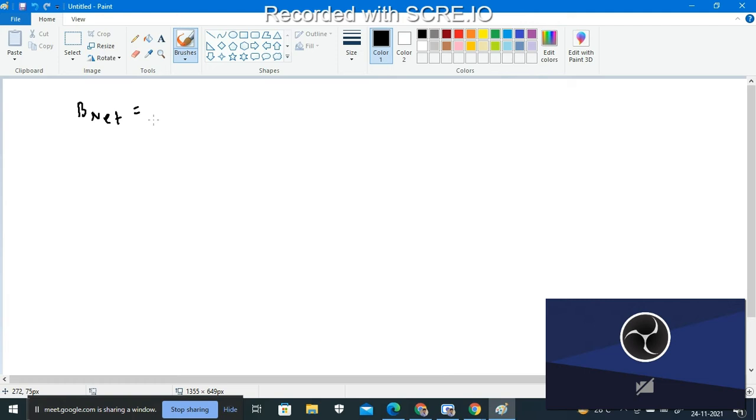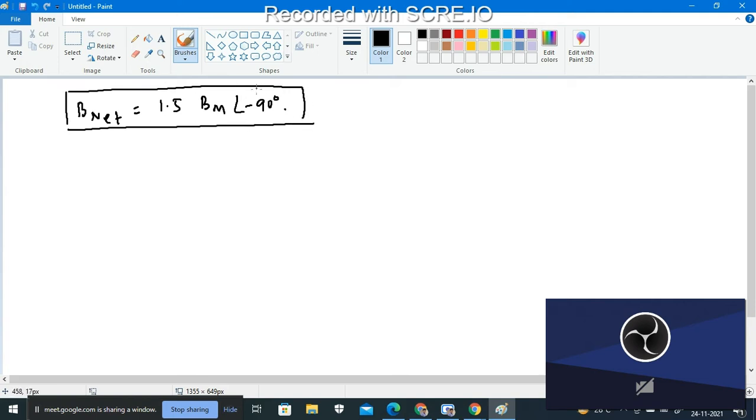So what will be my B net? B net that we are finding out will be 1.5 Bm at an angle minus 90 degree. So that is the total, the net magnetic field for the three coils.